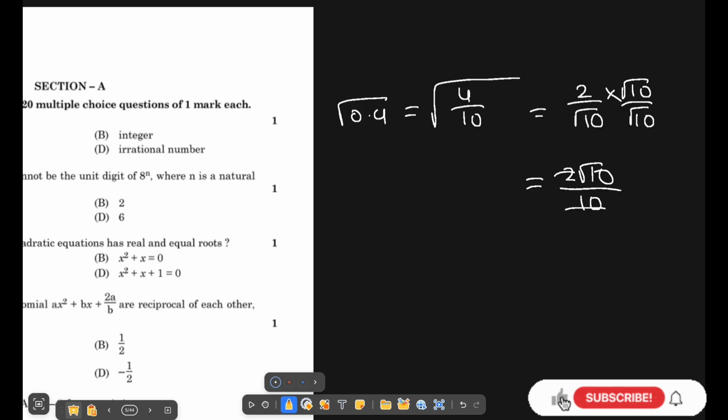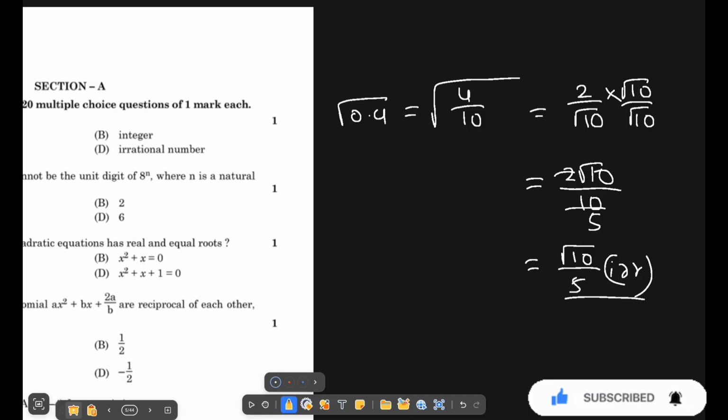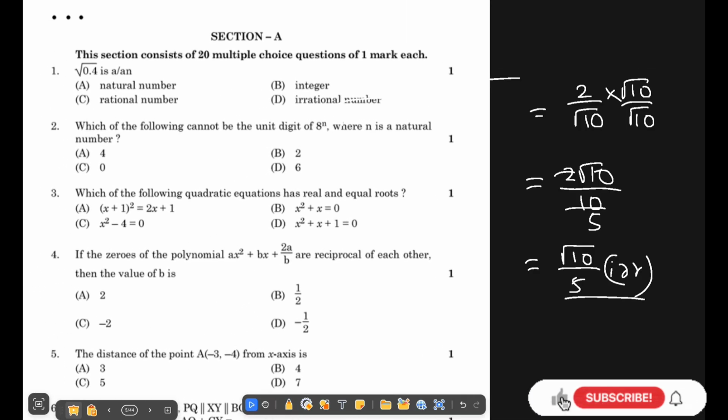So 2 ones are 2, 2 fives are 10. Finally it is equal to root 10 by 5, which is an irrational number. So this one is an irrational number. So which option is right here? Option D is right.